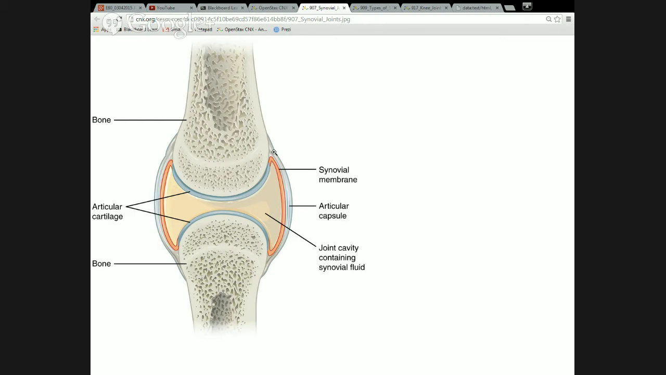Let's say we start here with the joint capsule or articular capsule, which is made up of probably dense irregular connective tissue that connects one bone to the other bone. And that blends into the periosteum of the bone. Okay, dense irregular connective tissue in the joint capsule, dense irregular connective tissue of the periosteum of the bone. They blend into each other.